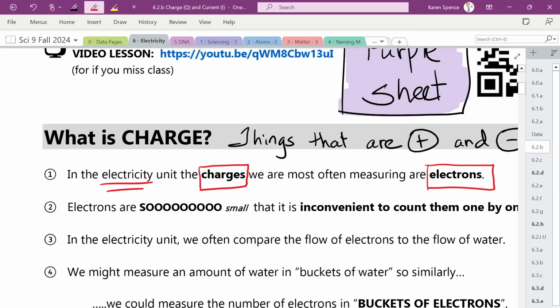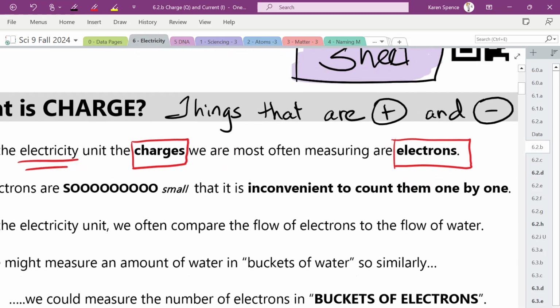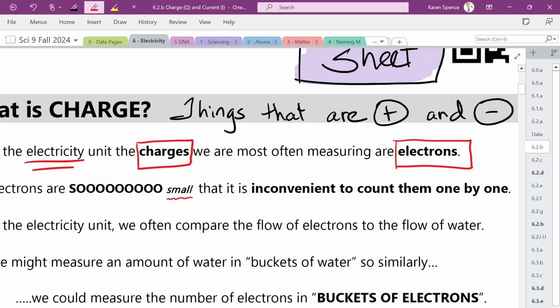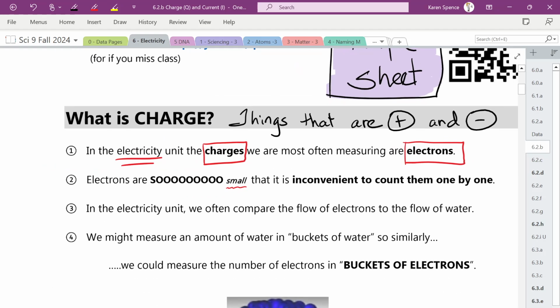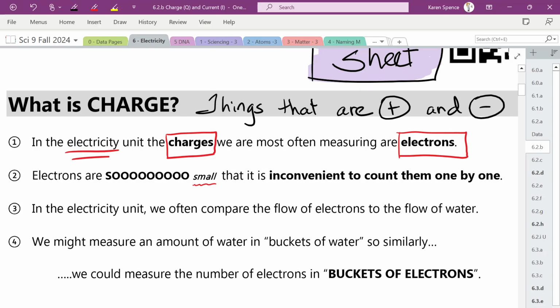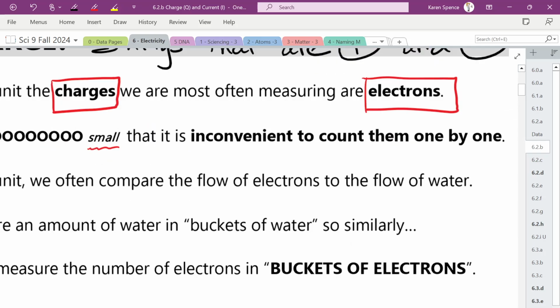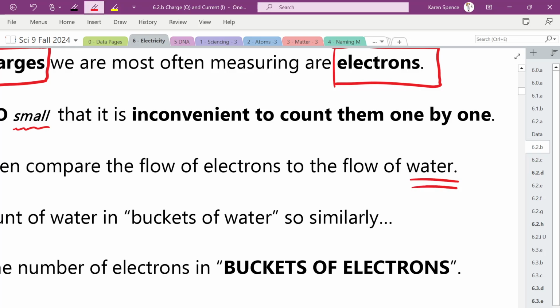In electricity, the charges that can move, we're usually looking at electrons in metal wires. And electrons are so small that it is inconvenient to count them one by one. So in the electricity unit, we often compare, I don't know if you remember this from the video yesterday, we compare the flow of electrons to the flow of water.